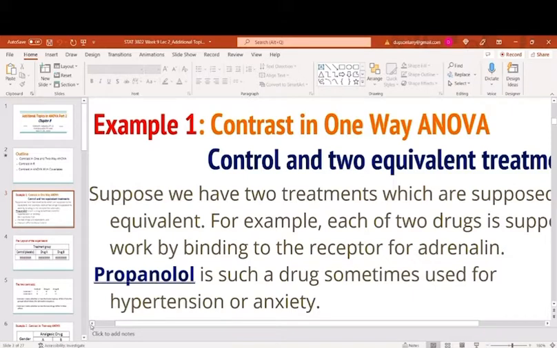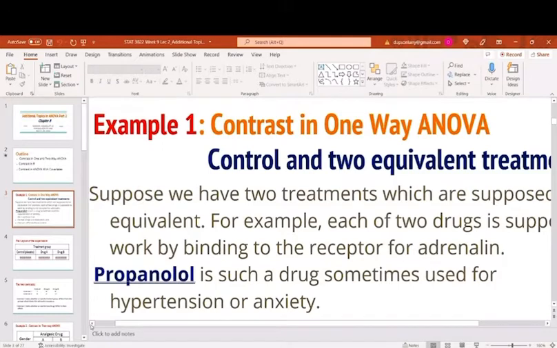We know that if we really want to compare these three levels of treatment, we're basically going to use one-way analysis of variance. But before we go into conducting analysis of variance, we want to compare the combination of this with this. Then we're going to do a contrast. Take a look at that.